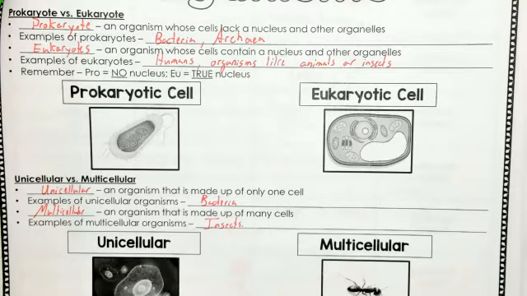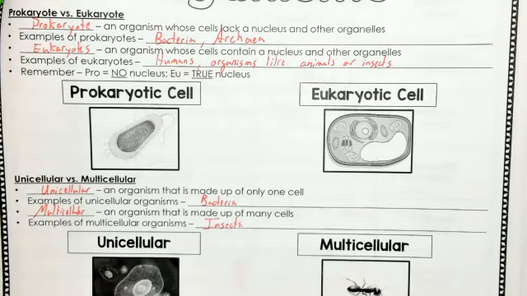All right. Unicellular and multicellular. Uni, guys, means one. How many horns does a unicorn have? One. That's why it's called a unicorn. Uni means one. So unicellular is an organism that is made up of one cell. These are prokaryotic cells. They're unicellular. One cell, one organism, like bacteria. The best example is bacteria.